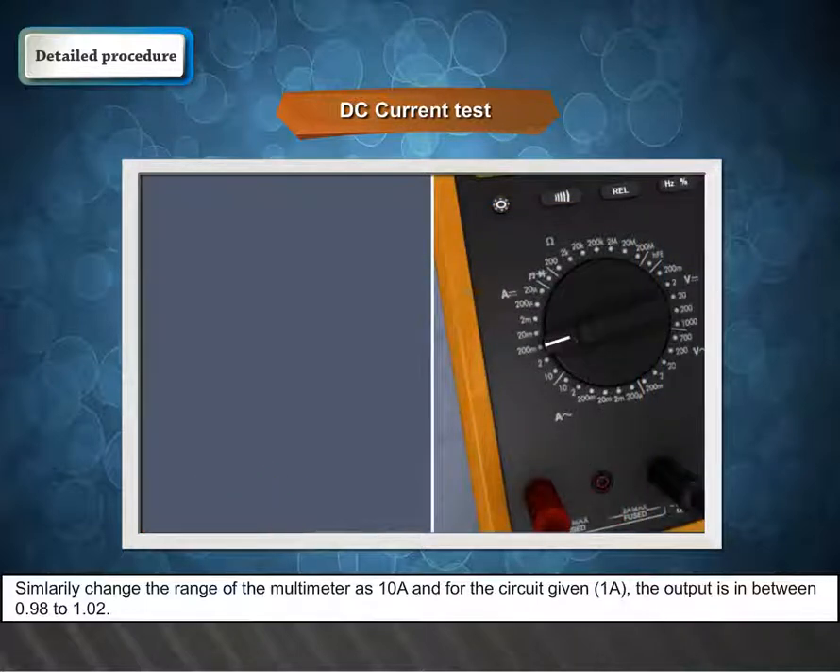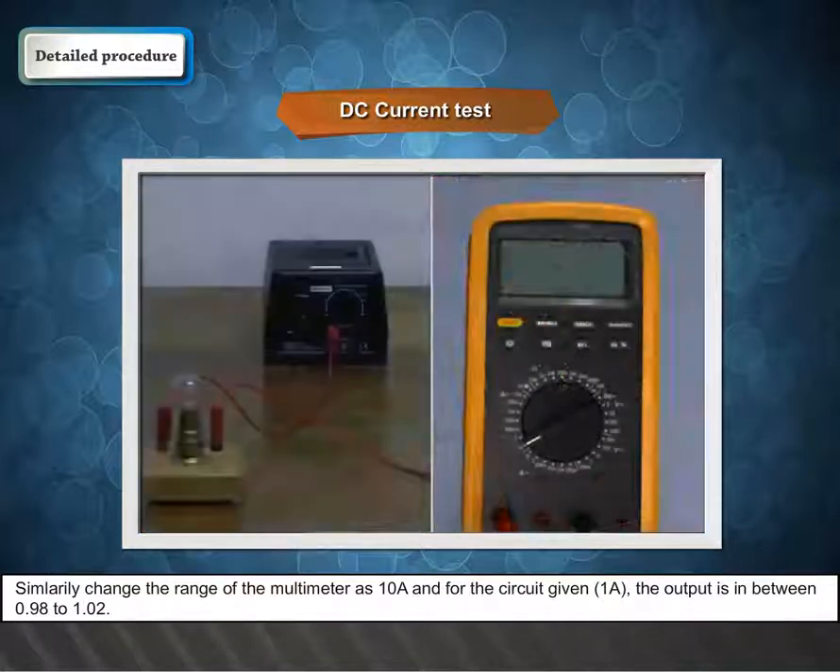Similarly, change the range of the multimeter to 10 amps and for the circuit given, that is 1 amp, the output is in between 0.98 to 1.02.